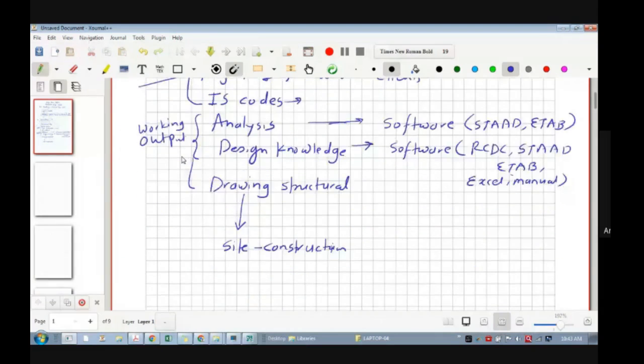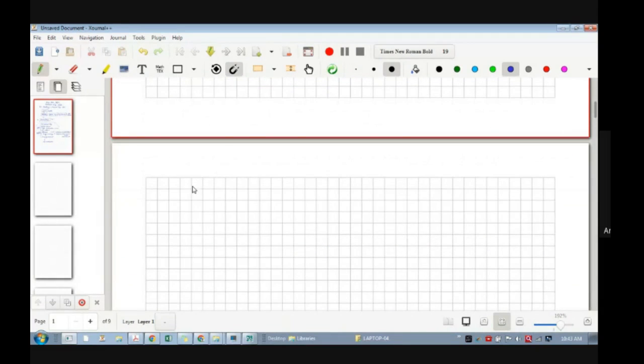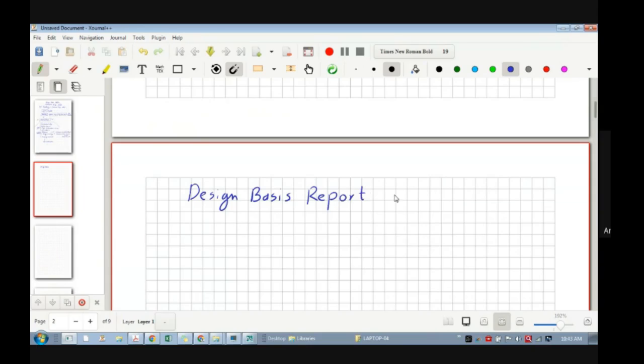And that input, we generally call it a design basis report. What is the basis, or what are the inputs we are using for the structural calculations and analysis? So this is the design basis report, shortcut DBR. And this is nothing but inputs required for the project.